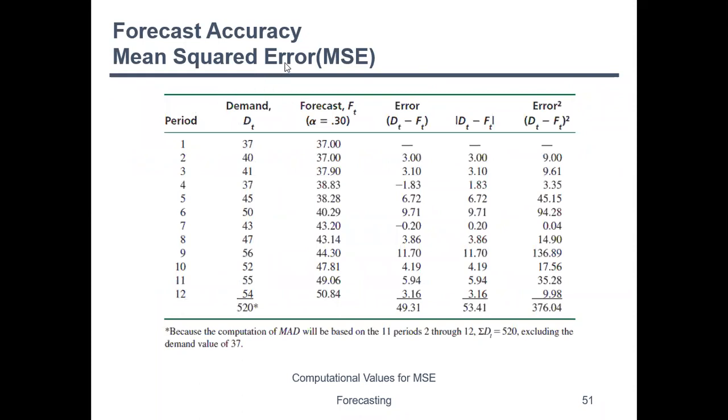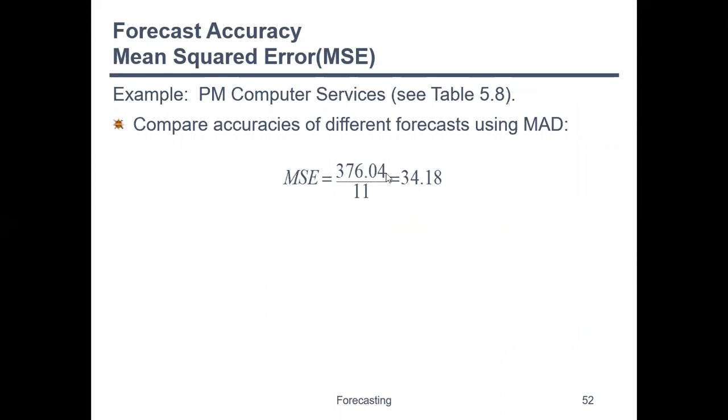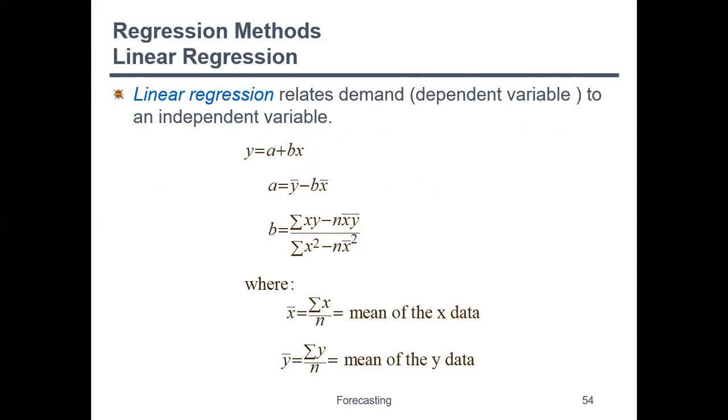In the mean squared error, we would have squared our 3 here to get 9, squared our 3.1 here to get 9.61, squared our 1.83 to get 3.35, squared our 6.72 to get 45.15. Once you are done squaring, you sum all of them up, and that gives us 376.04. So 376.04 divided by the number of periods, which is 11 because there were 11 numbers summed, gives us 34.18.